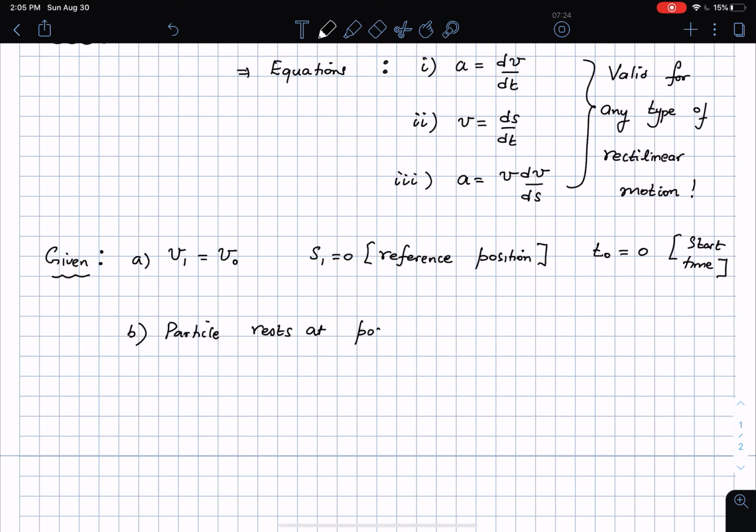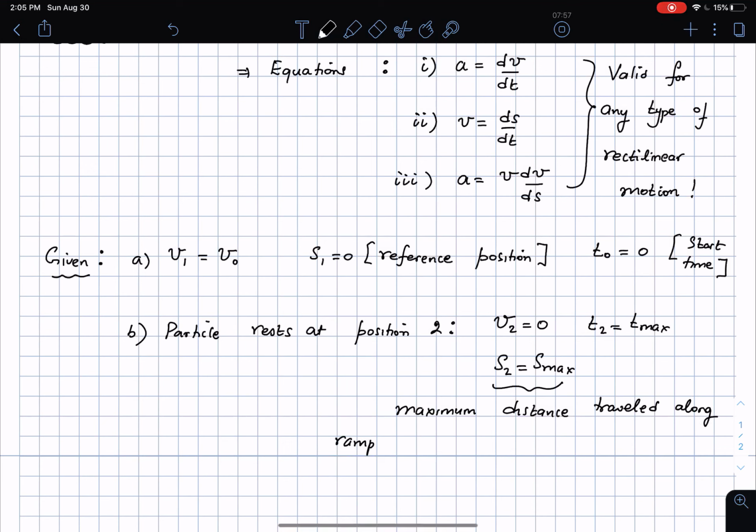At position 2, v2 is equal to 0. t2 is the time taken to go from position 1 to position 2, so that's t max essentially, and then s2 I'm going to call s max, where s2 is the maximum distance traveled along the ramp before the particle comes to rest.